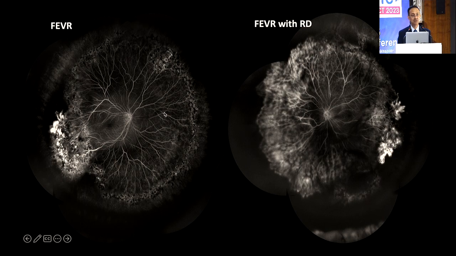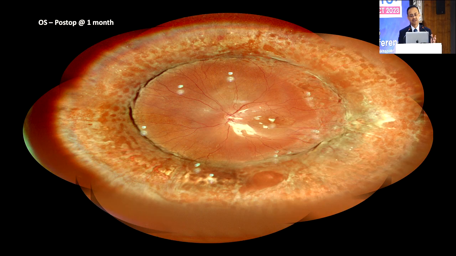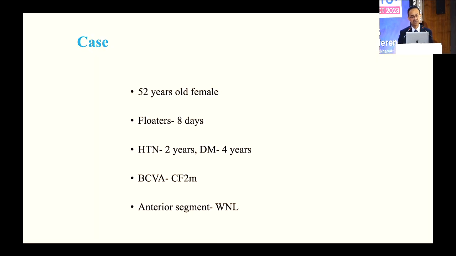So importantly, what we did was we treated the better eye, which was asymptomatic, with lasers, and prevented and averted a disaster which had happened in the left eye. Of course, we did operate the left eye, did a vitreous surgery, but importantly, from wide field angiography, we could pick up a lesion which was in the extreme periphery.